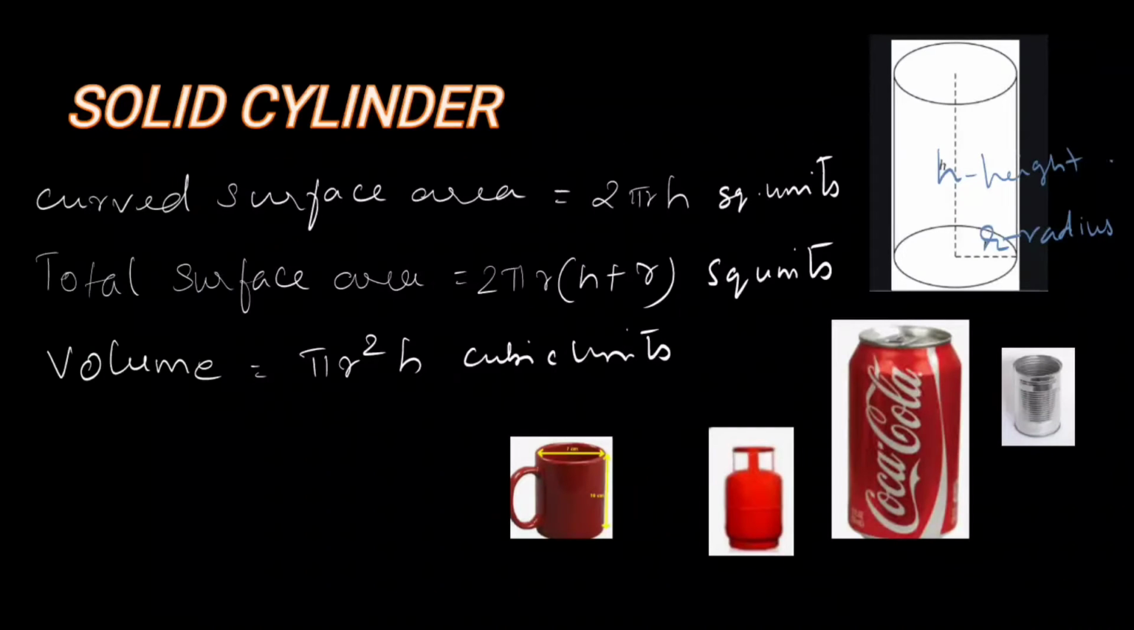Now take the total surface area. Total surface area is the curved surface area plus the upper and bottom areas of the cylinder. So 2πrh plus 2πr² is the total surface area, which simplifies to 2πr(h + r). Volume of the cylinder. What is the volume of the cylinder? The total space occupied by the cylinder, so πr²h.